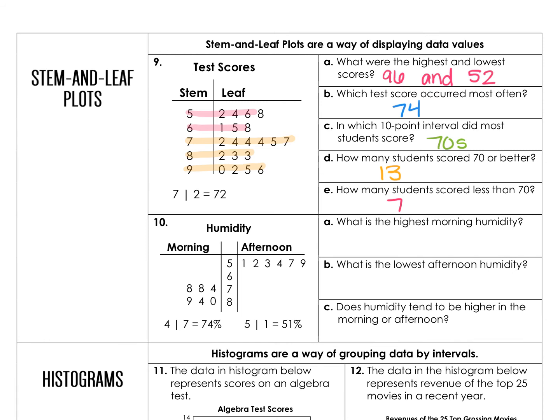The next stem and leaf plot looks a little odd. It's got the stems in the middle, and then it's got the data set split into morning and afternoon with the leaves on the left and the right. The stem from the middle is still the number that comes first. It's still counting the tens.